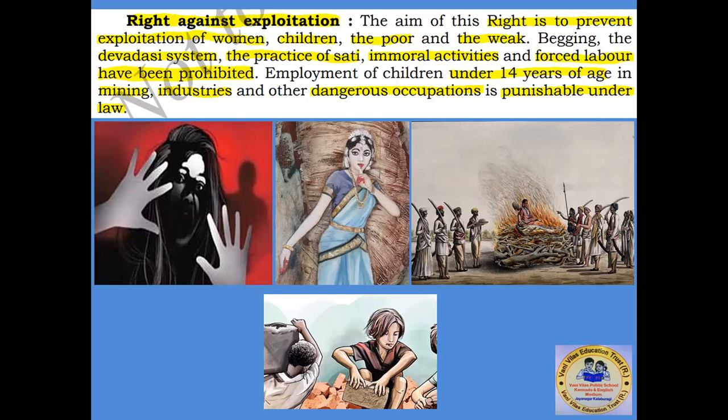Women and children are weak, the poor people and the weaker sections. So they easily get exploited by people. That's why in the Indian Constitution they have mentioned the right against exploitation. So all these women, children, poor people and weaker sections of society have a right to move towards the court, and they can ask for their right if anybody is exploiting them.